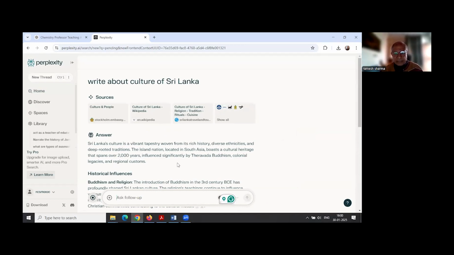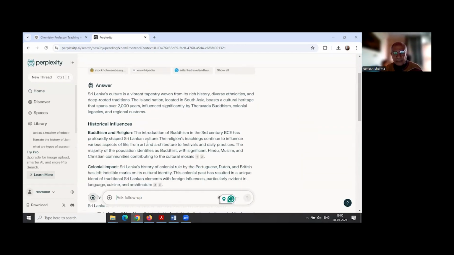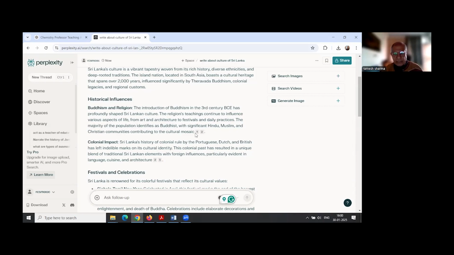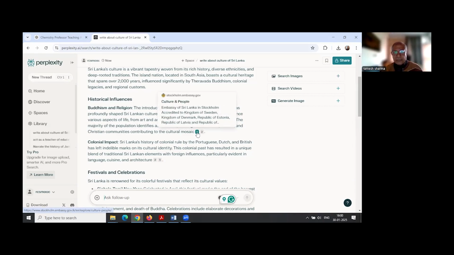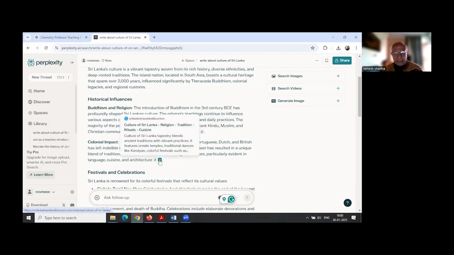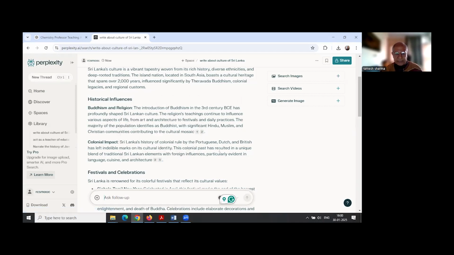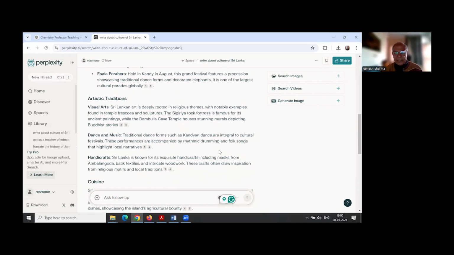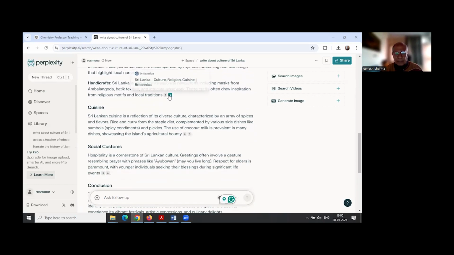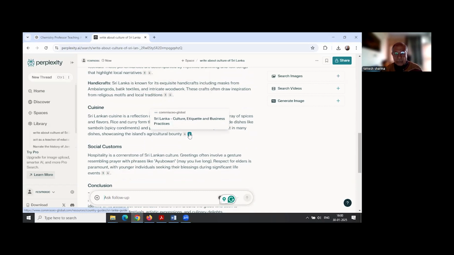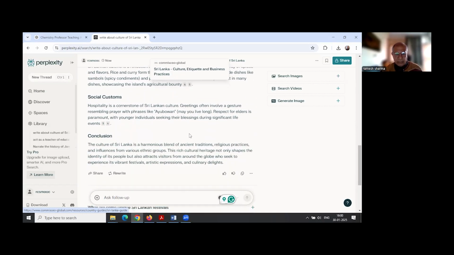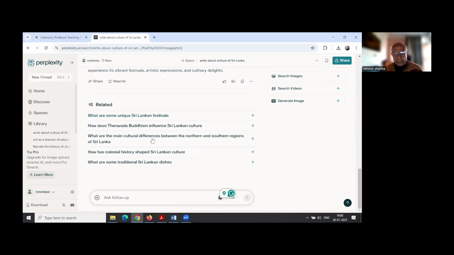Now, the advantage is that it automatically gives references, Buddhism and religion. You see this one is from Stockholm Embassy, and this is from Wikipedia. Then there is another reference, the Sri Lanka Travel and Tourism website. So by default, it includes the references. This is from Britannica Encyclopedia. This is from Cosmico Global, and like that.